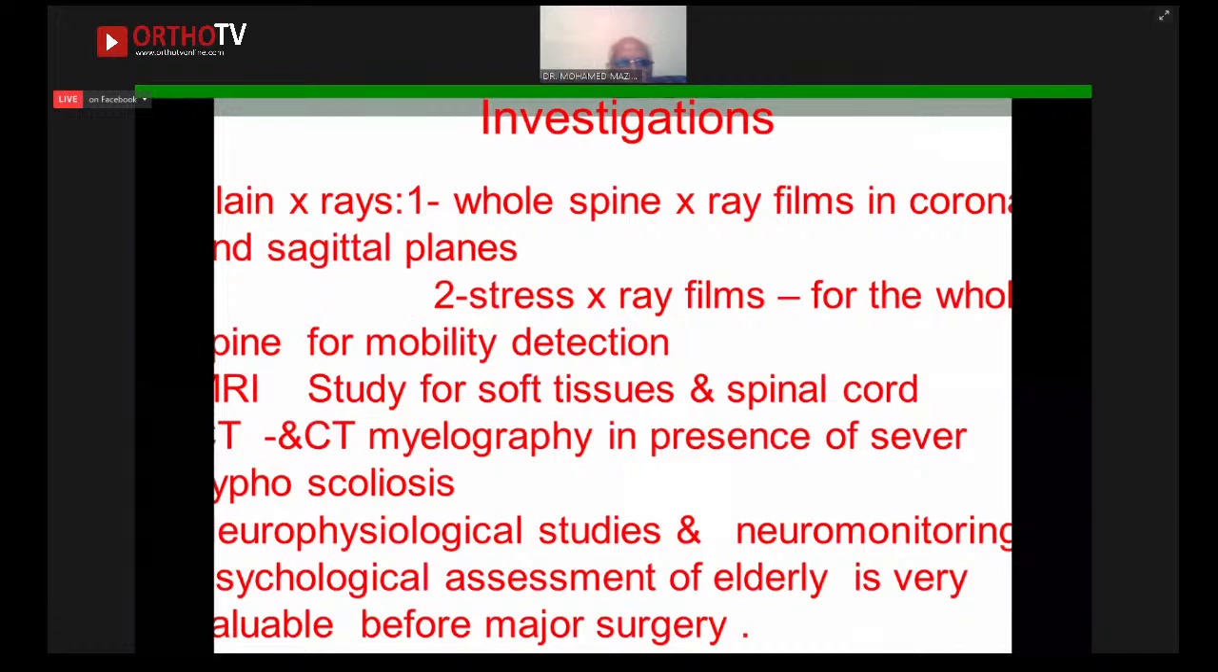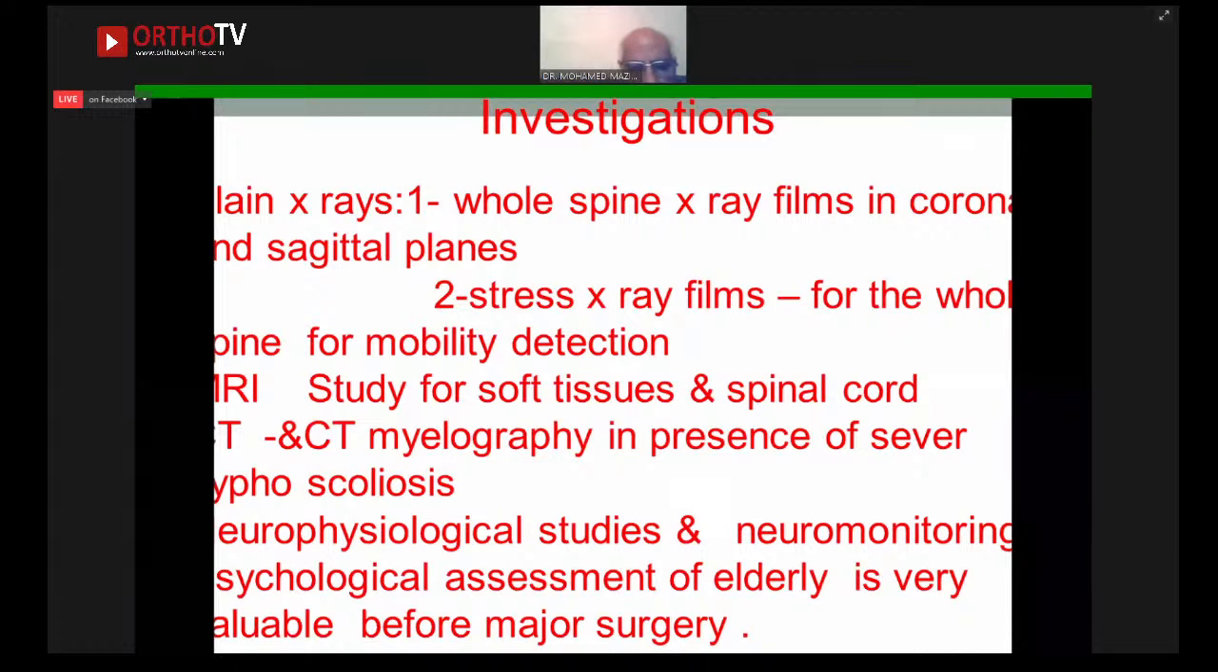The investigation: if the patient comes to you, you have to do plain x-rays. The whole spine x-ray film is important in the coronal and sagittal plane. Two stress x-ray films for the whole spine are important. The MRI study for soft tissue and spinal cord, CT and CT myelography in the cases where you can find maximum deformity with kyphosis, so the MRI will not be clear. In this condition, you have to do the CT myelography.